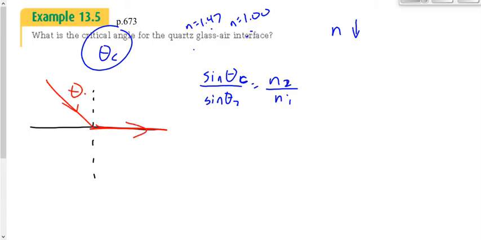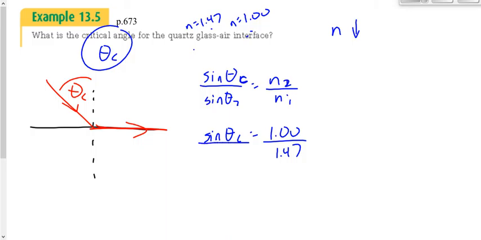Theta c is the angle of incidence at which reflection begins to occur. We're going from glass to air, so n2 is going to be 1, and n1 is going to be 1.47. What's theta 2?